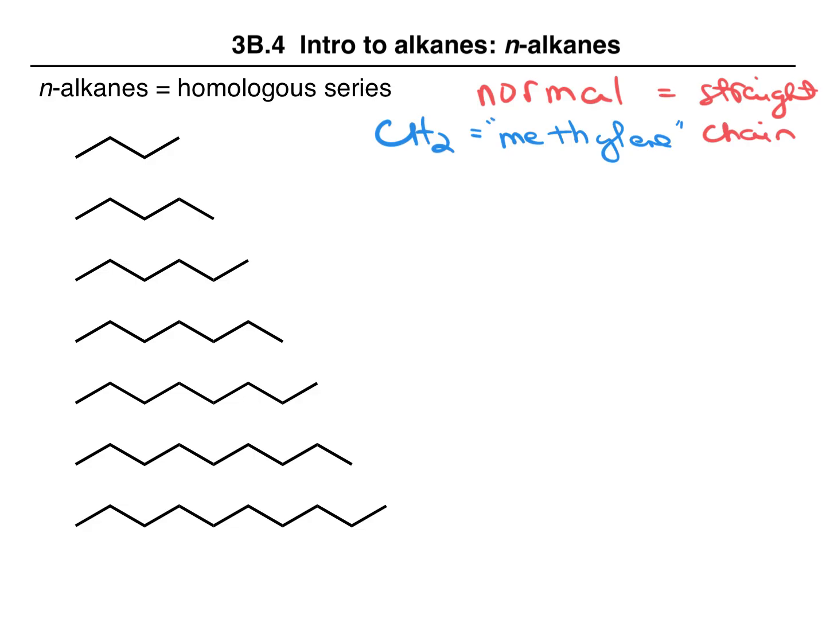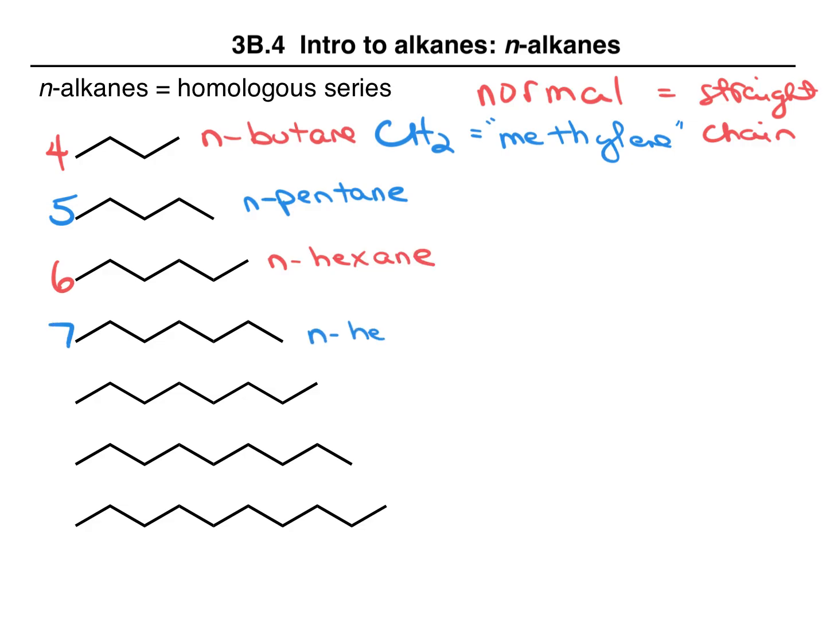We already talked about the simplest alkanes having the suffix -ane and the prefix giving information on the number of carbons. Well, in terms of common names for these compounds, we're going to continue with that. So here we have 4 carbons, and the common name would be n-butane. This has 5 carbons. This is n-pentane. 6 carbons, n-hexane. 7 carbons, n-heptane. 8 carbons, n-octane. 9 carbons, n-nonane. And 10 carbons would be n-decane.